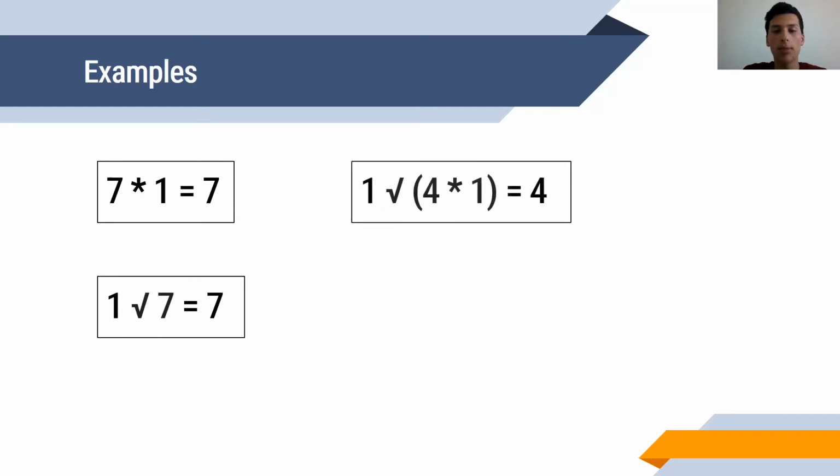1 root, parentheses 4 to the power of 1 equals 4. If you look here, 4 to the power of 1 is 4, and then 1 root any number is that number, so 1 root 4 is equal to 4.